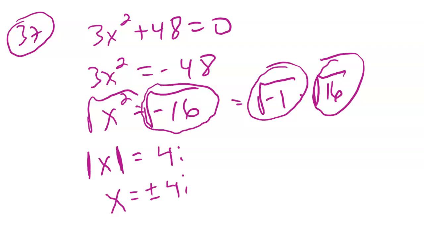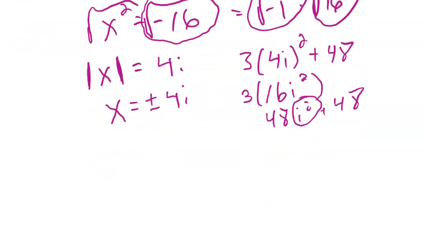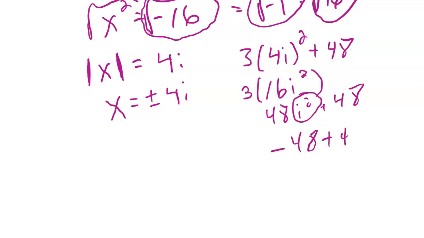Done. Is that it? Check our work. Well, I mean, as a good math student, you should be checking your work. So let's take one of the solutions. So 3 times (4i) quantity squared plus 48. Let's see, that's 16i squared times 3. So this should be 48i squared plus 48. But i squared is just -1. So you get -48 plus 48 is equal to 0. And that's what we're looking for. It is a true statement.